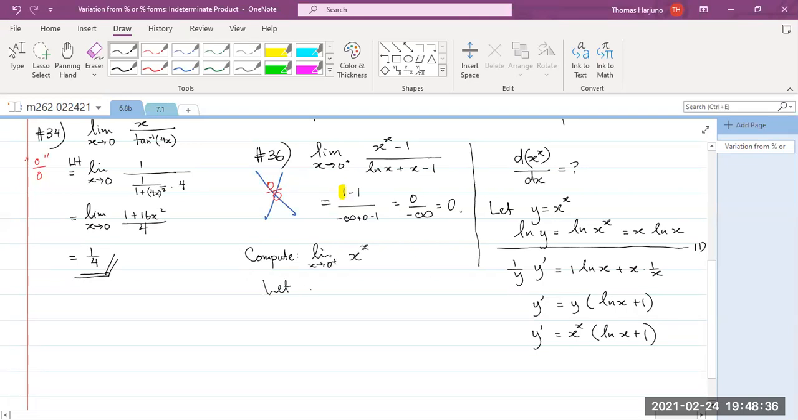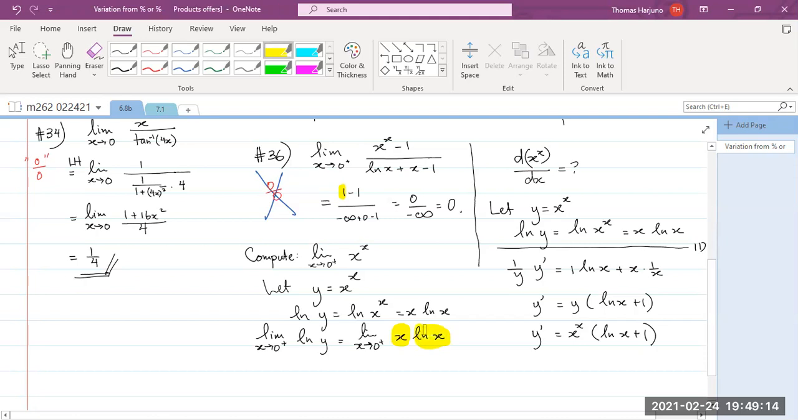So let y equal x^x. The natural log of y is equal to the natural log of x^x, which is x ln x. Now when I apply the limit as x goes to 0 positive of natural log of y, that is the limit as x goes to 0 positive of x ln x. Now, I hope you start seeing the issue here. When x goes to 0, this is 0, this is negative infinity. Right? Now it becomes an indeterminate product. Does it make sense?